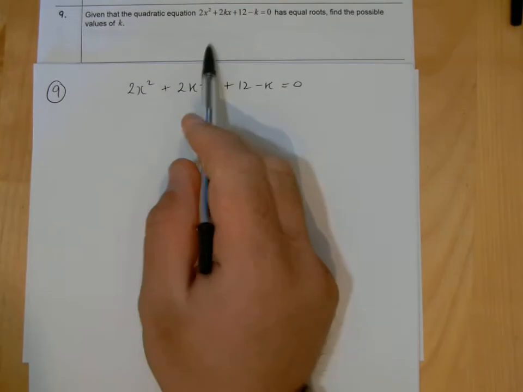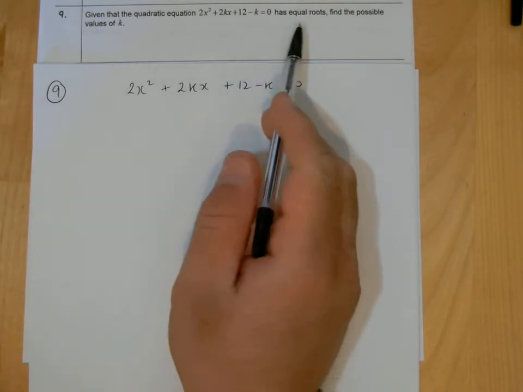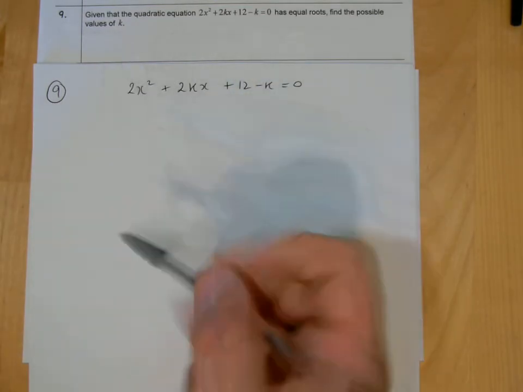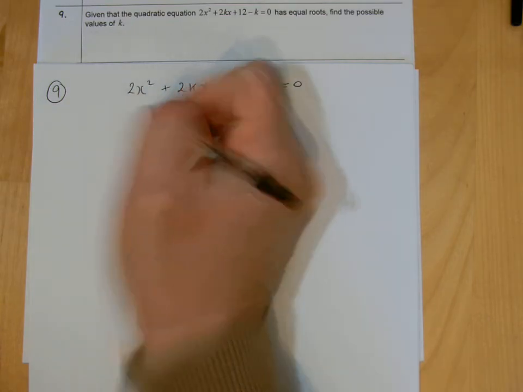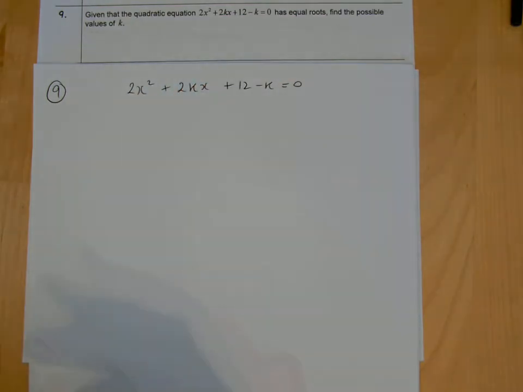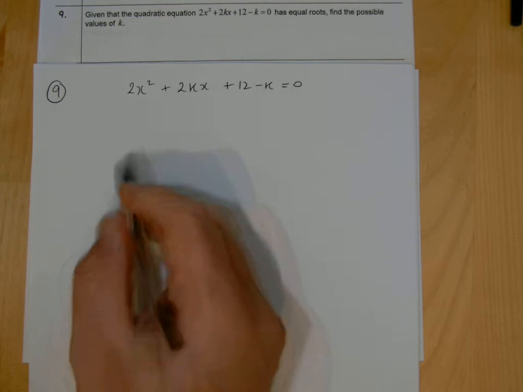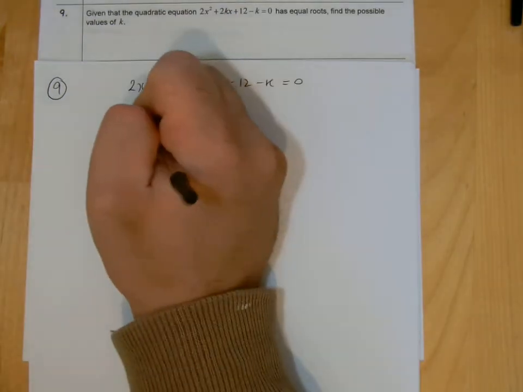So we've got a quadratic equation here, and it's saying it's got equal roots. So find the possible values of k. Remember, the focus here is on the discriminant, isn't it? b squared minus 4ac. Before I do that, I'm going to identify what my a is.